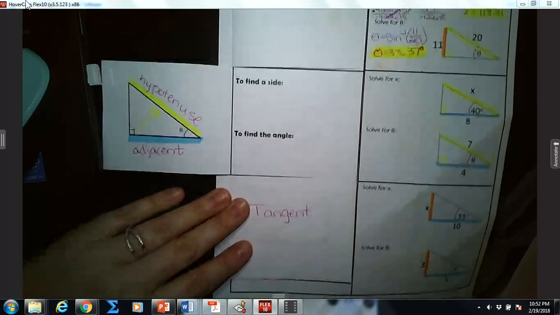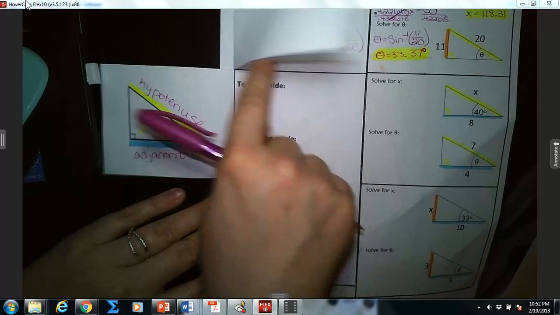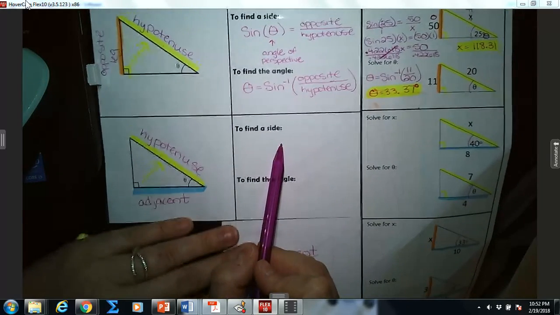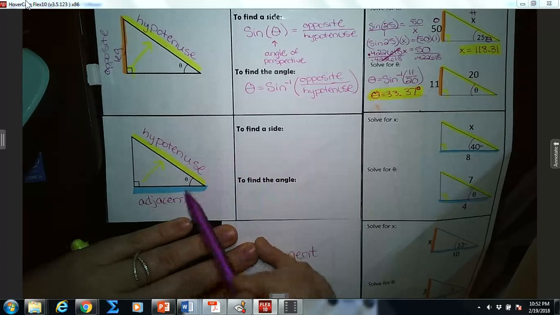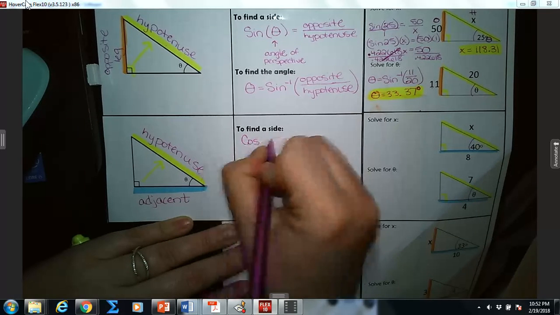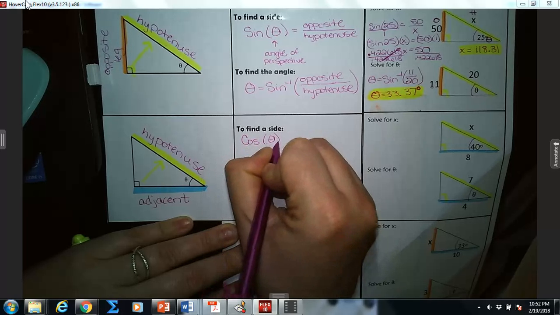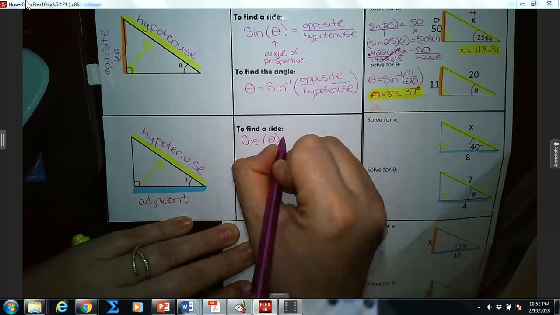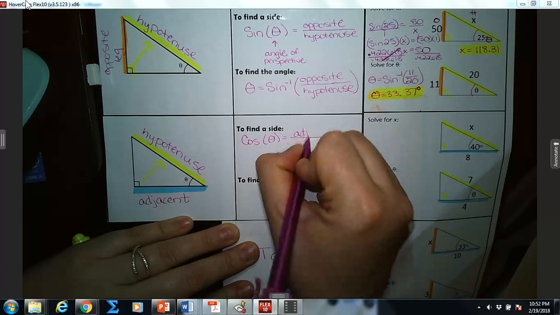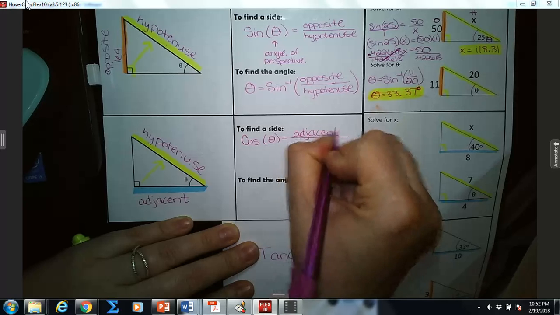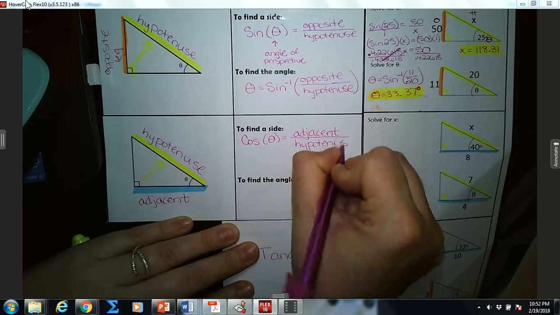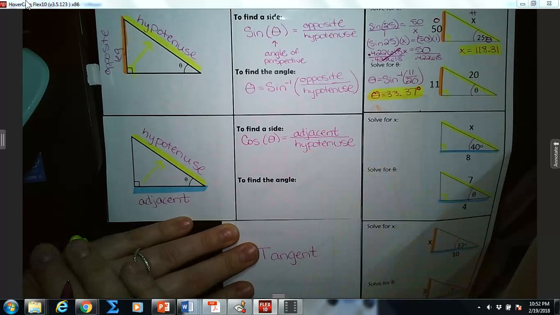So I'm going to open up this sine window again for a comparison. If we want to find a side value, and we're using the adjacent and hypotenuse, we're going to use the cosine function applied to the angle of perspective. And the comparison is the adjacent side over the hypotenuse. The adjacent side over the hypotenuse.